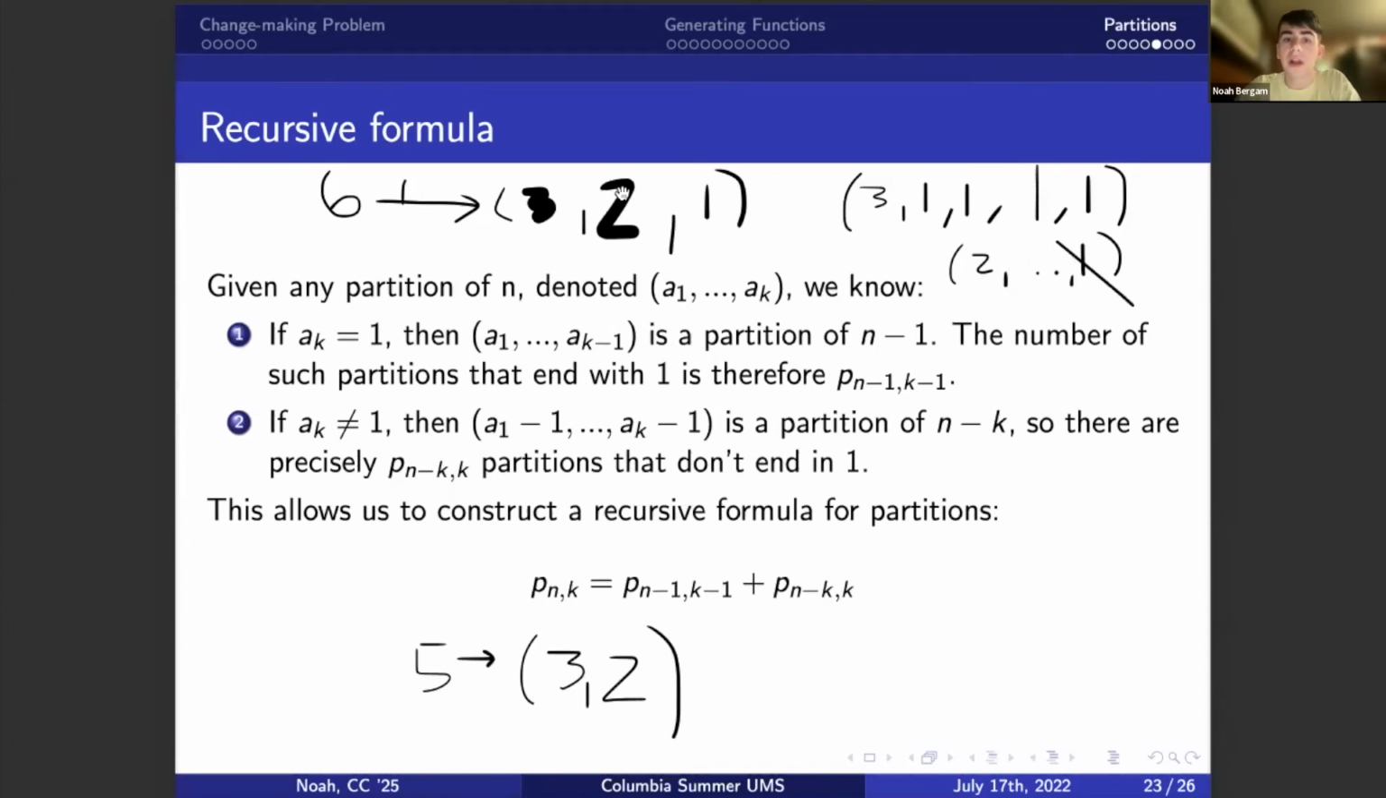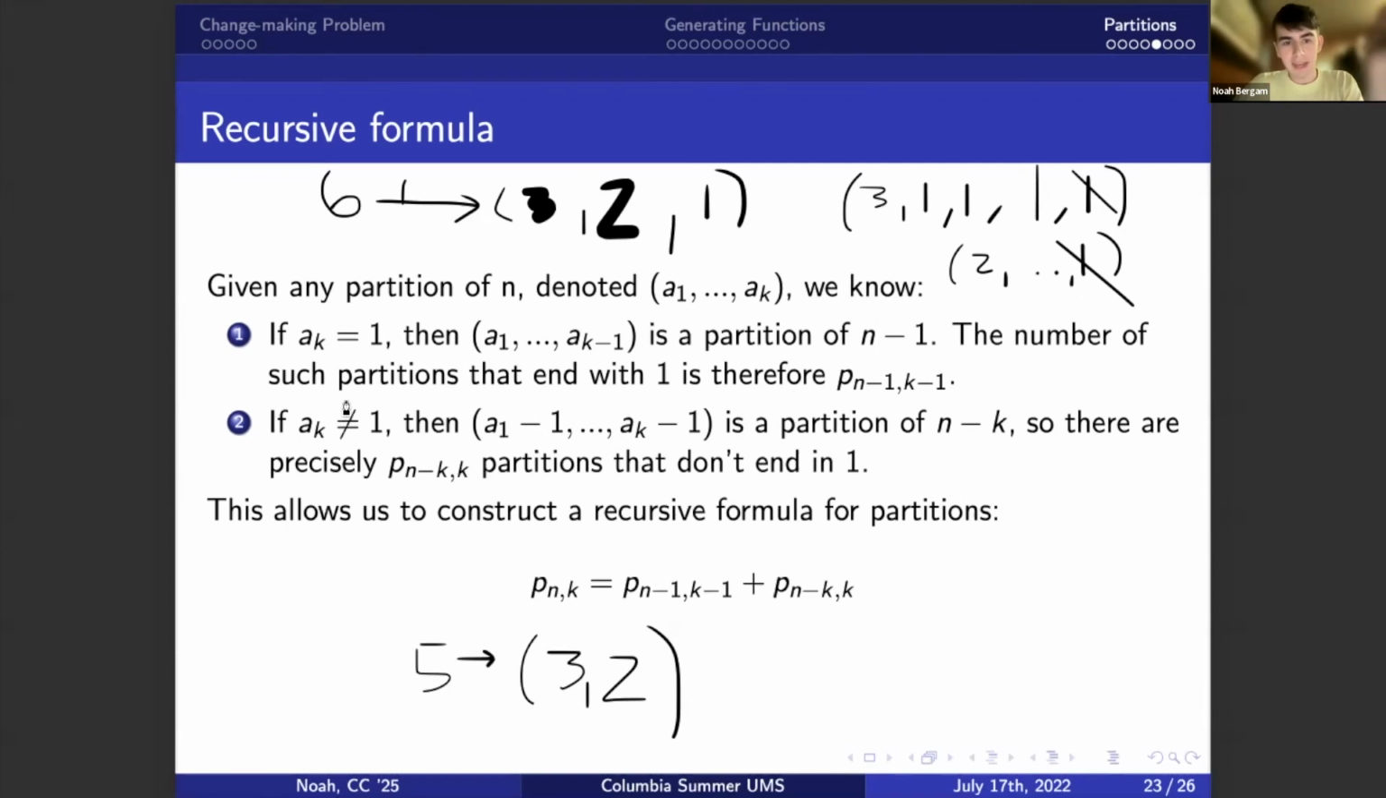The point is that we can do this for any partition of 6 that ends with 1, and it'll always become a partition of 5 that could end with 1. Like in this case, it does end with 1 if we cut this out. But what's important is that this generates all of them. So this accounts for one sector of the partitions we have.